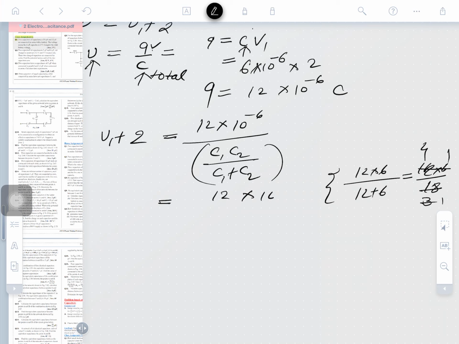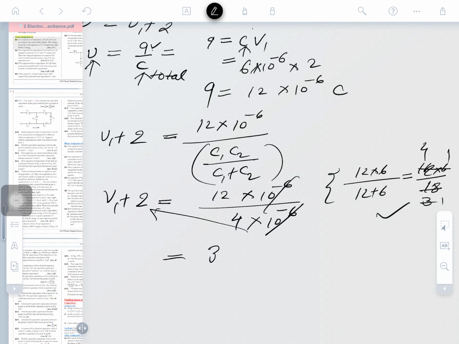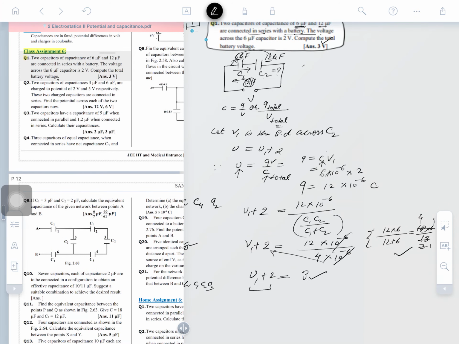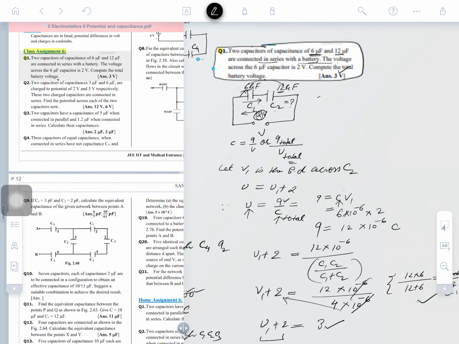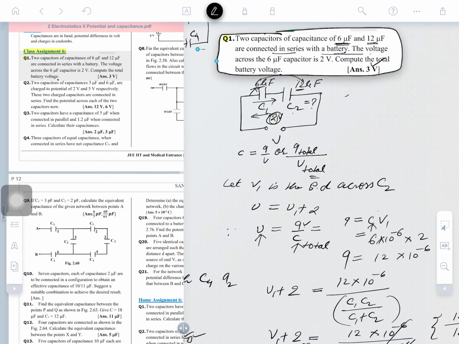So here it will be 12 into 10 to the power minus 6 divided by 4 into 10 to the power minus 6. Cancel it. What is coming here? It's 3, so V1 plus 2 equals 3. V1 plus 2 is the total voltage, and V1 is 1 volt here. Is that clear, guys? This is the numerical solving, but already you have declared the solution here. Well understood, you know the meaning of solving a question here.